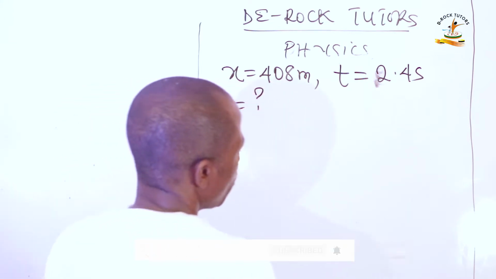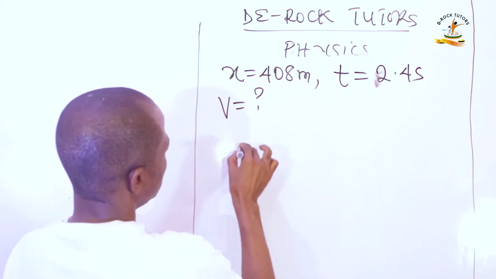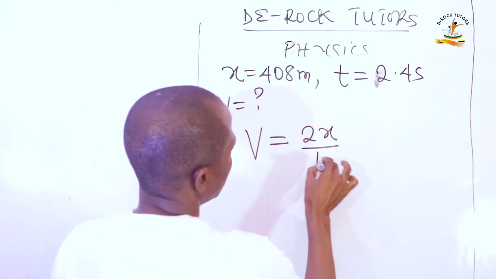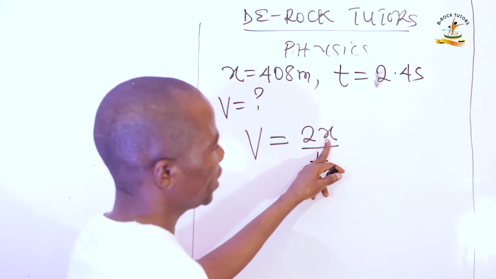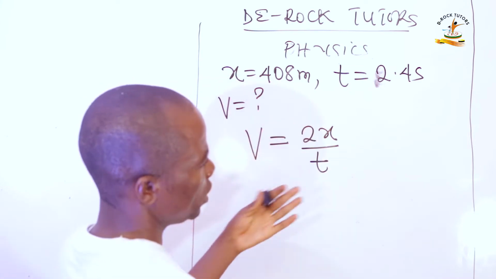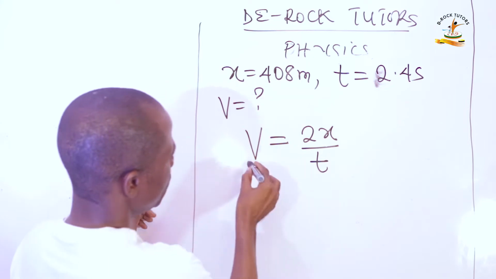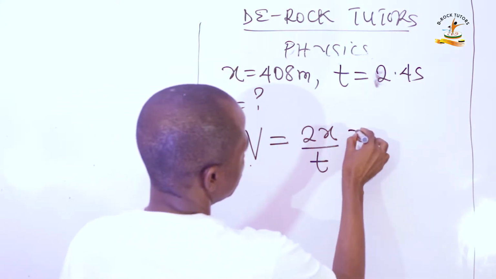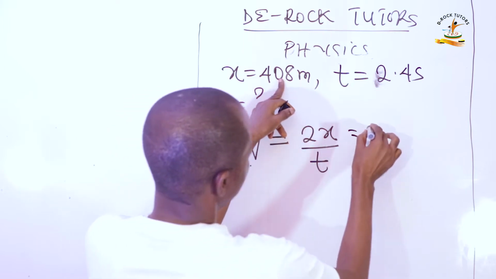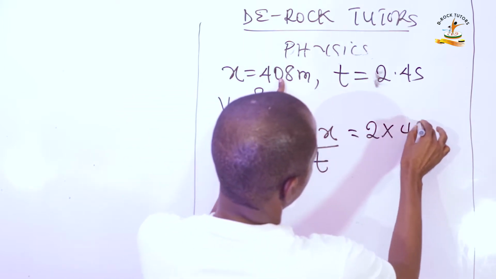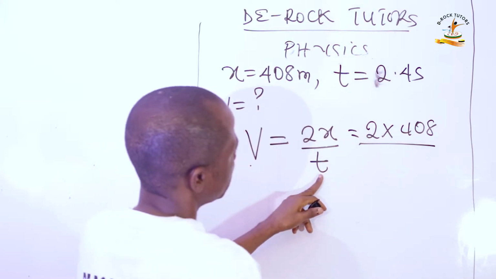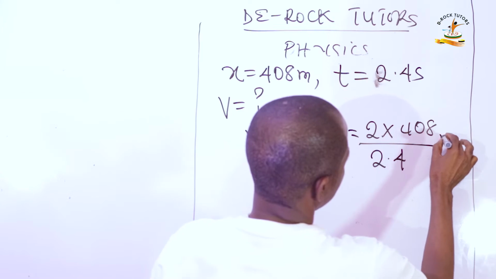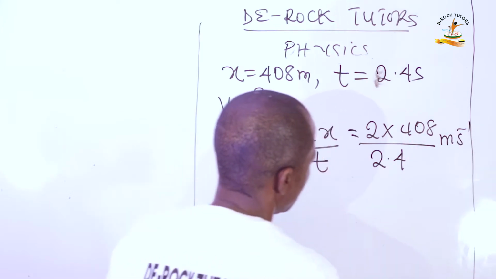We don't know. But we remember the famous formula for this. V is equal to 2x all over t, or 2d all over t. You can use x in place of d, it doesn't matter for the distance. V is the velocity, the speed that we want to calculate here. So we've known our x to be 408. That's 2 times 408 divided by the time the echo was heard, that's 2.4. Don't forget the unit is meters per second.